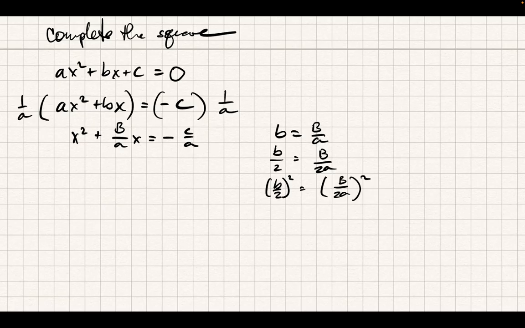Add it to both sides. So I'm gonna write x squared plus... I'm sort of done figuring all this stuff out, so I'm gonna lapse back to my lowercase b's if that's okay. What am I gonna add? B over 2a squared to both sides. Yes.